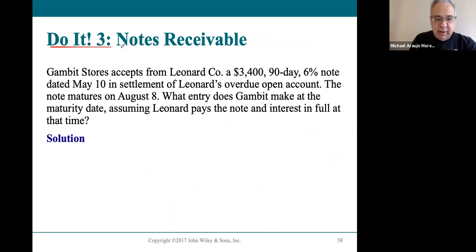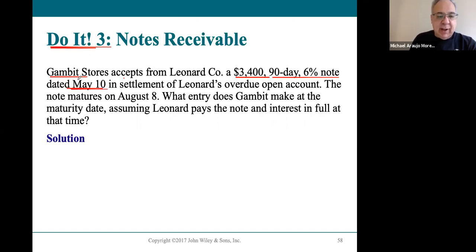And we have reached the end of objective 3 with a note receivable. We were just talking about that. So we have Gambit Stores accepts from Leonard a $3,400 90-day 6% note dated on May the 10th.